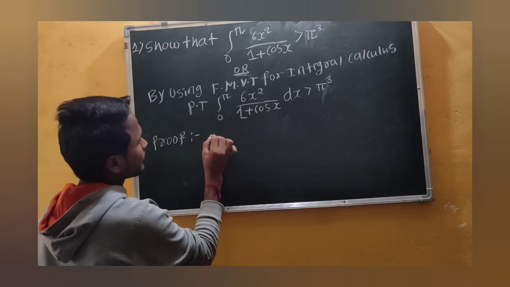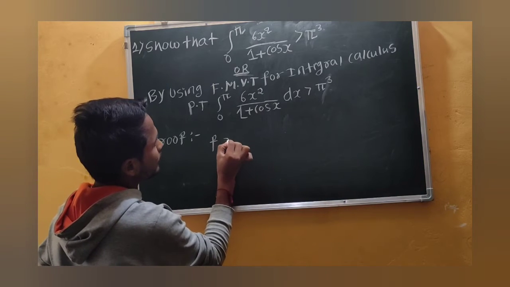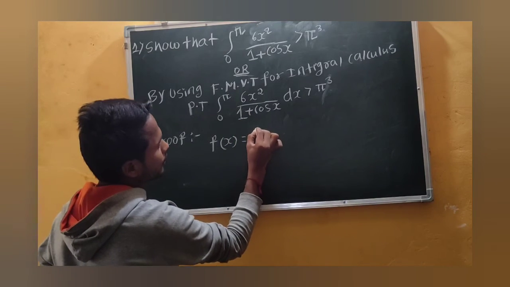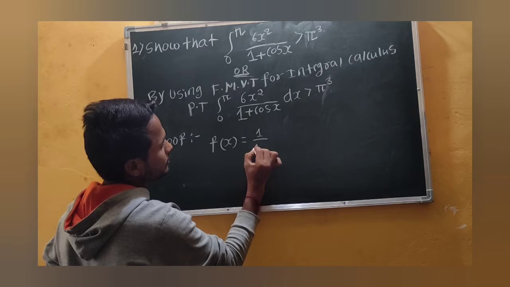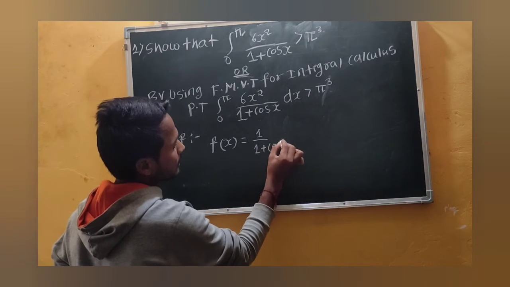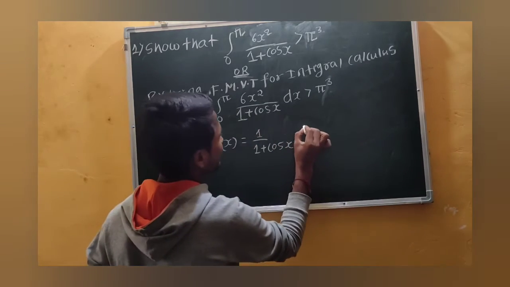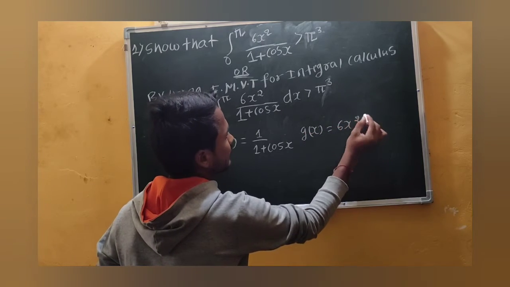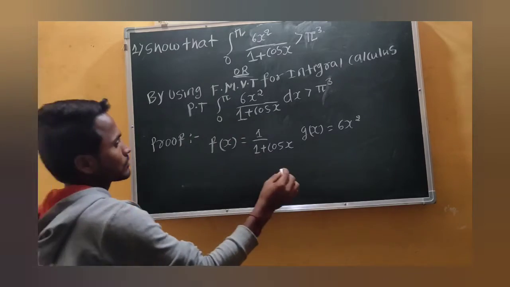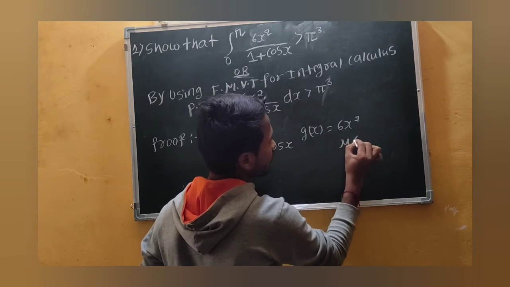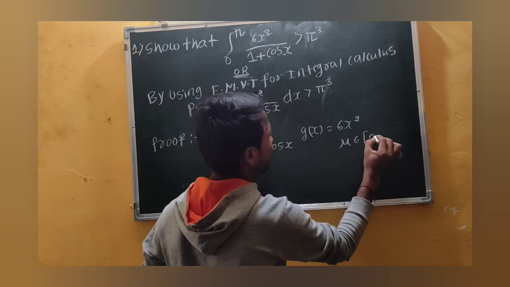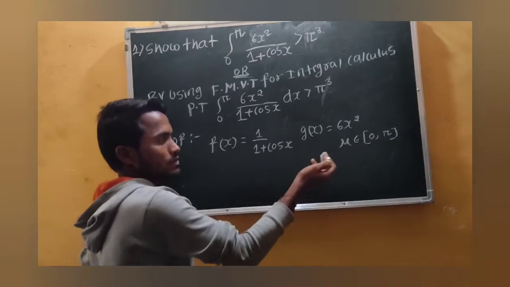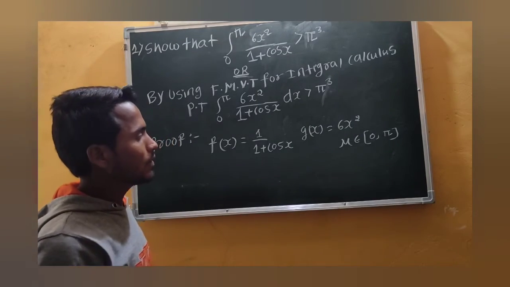So how to prove? We have the functions: f of x equal to 1 divided by 1 plus cos x, and g of x equal to 6x squared. The boundary condition means 0 to pi, so mu belongs to the closed interval 0 comma pi. We have taken f of x, g of x, and mu belonging to 0 comma pi.